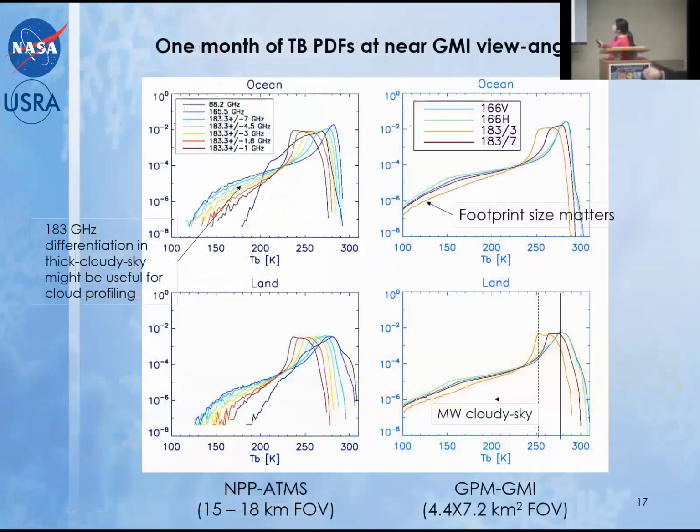Let's first start from the very beginning, the PDF, the probability density function of the TB, what it looks like. So this is ocean, this is land, different TB for other high-frequency microwave. And this is from NPP, ATMS. This is from GPM, similar channels.